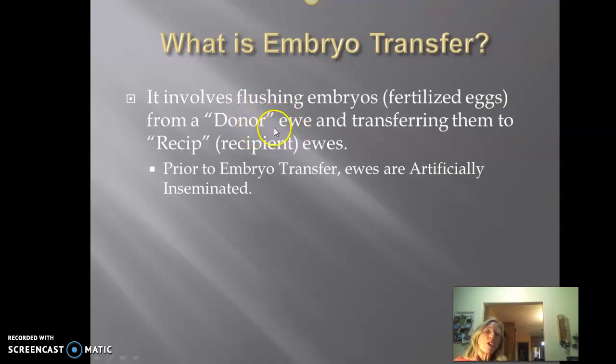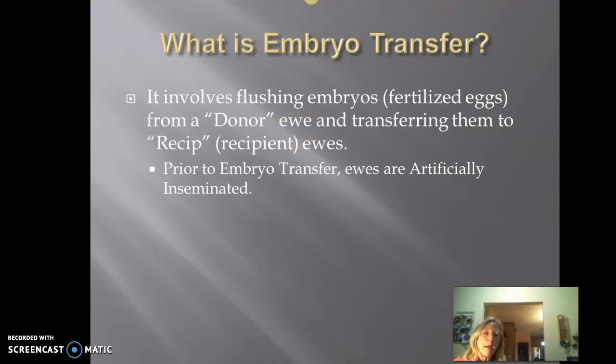So the donor ewe is the best one you have in your flock. And what we want to do is superovulate her. So we give her drugs, I'm going to talk about that in a minute, to get her to produce more than one embryo, right? So normally she'd produce 1 or 2. We can give her hormones and she'll produce multiple embryos. And then we breed her artificially. And we use AI just like I just showed you in the picture. So she's been superovulated.